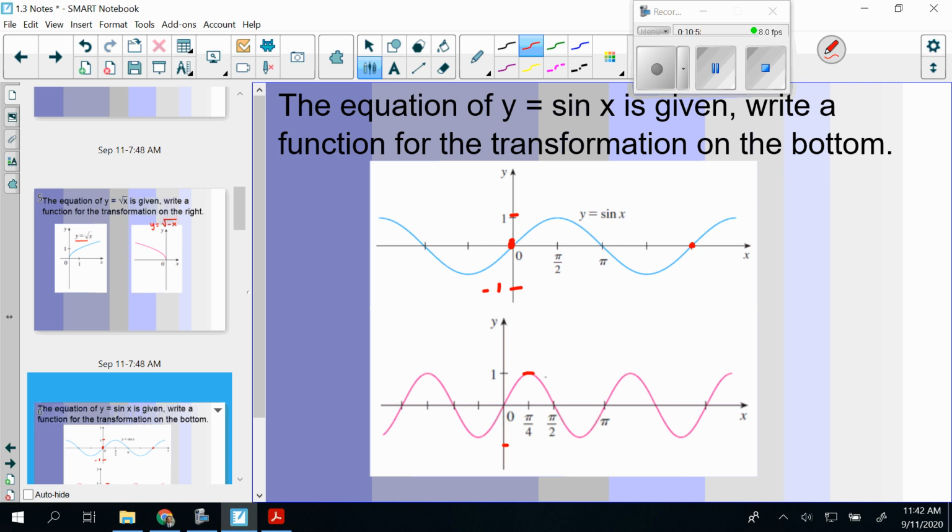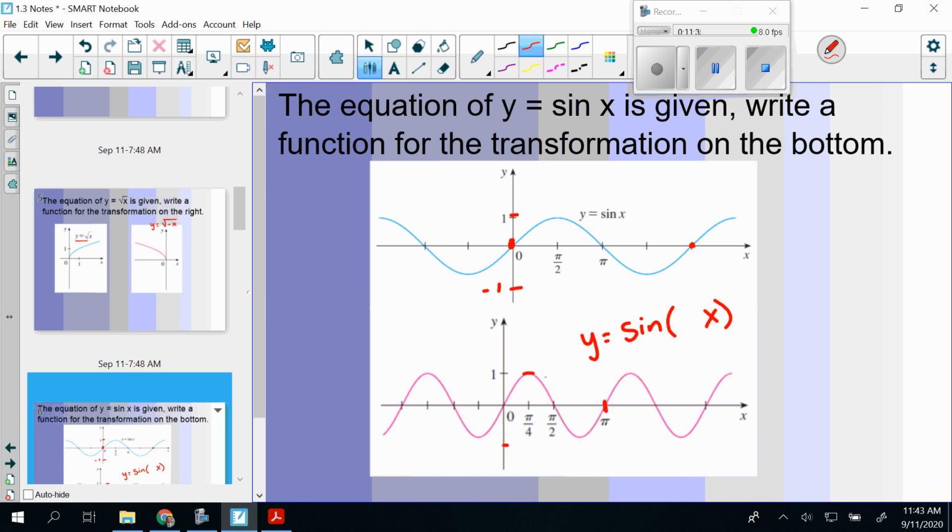Now instead of taking 2 pi to complete a full wave, it only takes pi to complete that. So it got compressed horizontally. Horizontally, we know is inside the function. So this equation here is going to be y equals sine, not of x anymore. Something else needs to go inside that function to compress it. Usually when you compress, you divide something, but remember inside of a function's opposite. So if we want to compress it, instead of dividing, we actually want to multiply the x by something.